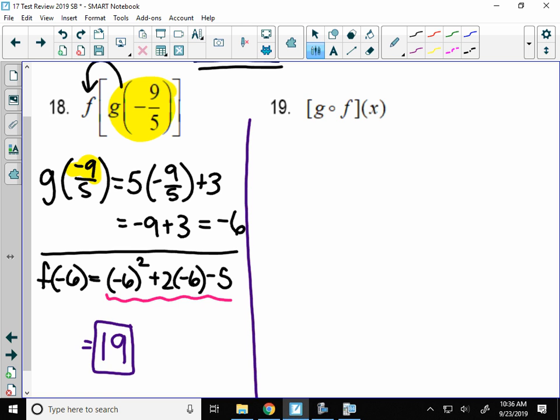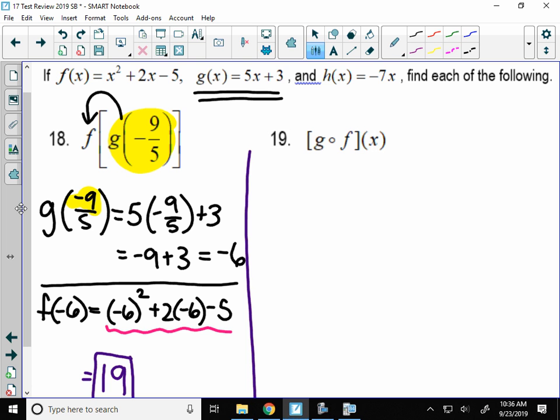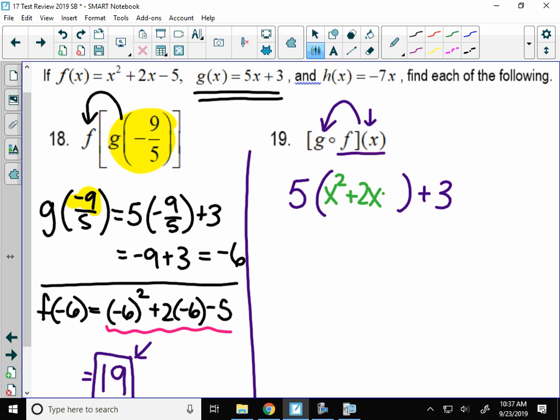Alright, now we're going to find g of f of x. Now in 18, my input was a number, so my output was a number. Here, my input is in terms of x, so my output is going to be in terms of x. Since I have the whole function f of x on the right, I'm going to put that into the function of g, just like you did in numbers 15, 16, and 17. So g is first, so I like to write the whole function, and then fill in the function of f where x would be. So that would be x squared plus 2x minus 5.